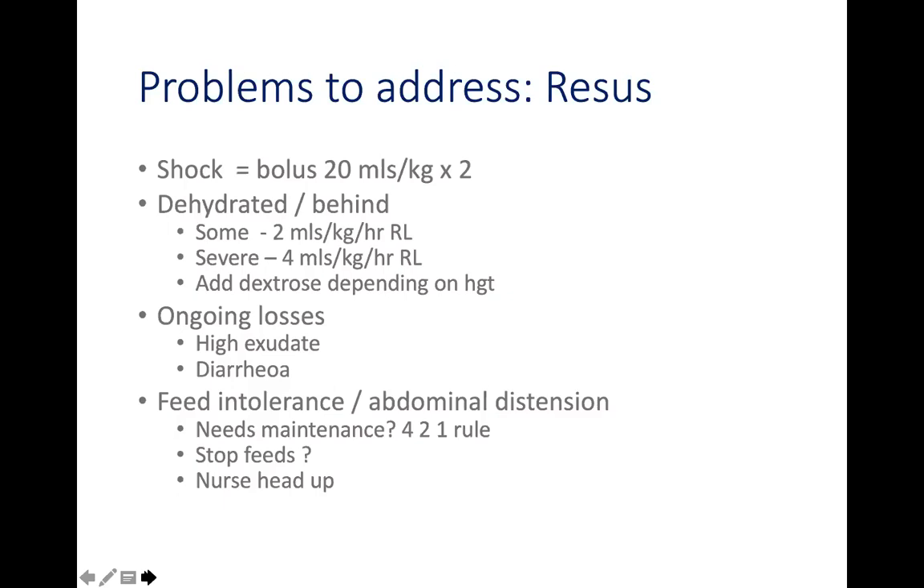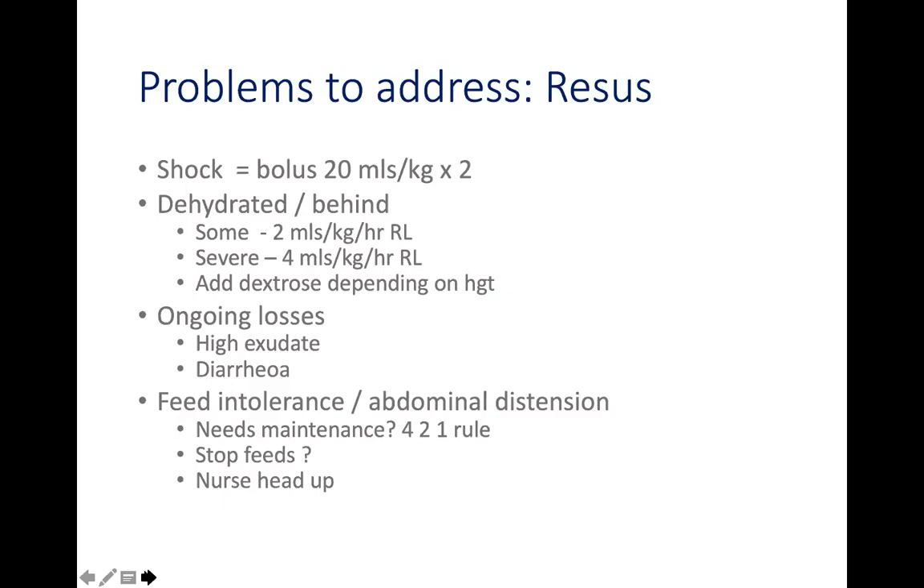You also need to account for ongoing losses, and in our patients, it would particularly be a septic wound with a high exudate, and maybe that's accounting for their losses, and commonly diarrheal losses. And we can very quickly get behind by not accommodating for those losses.